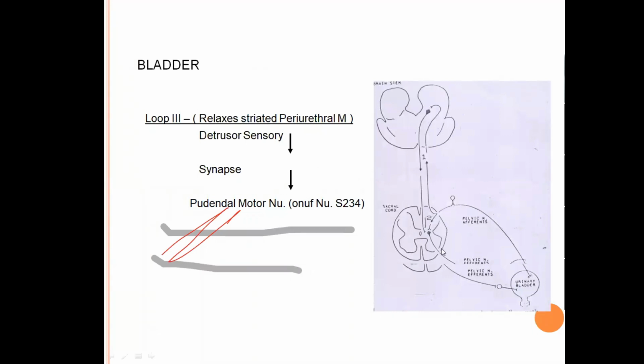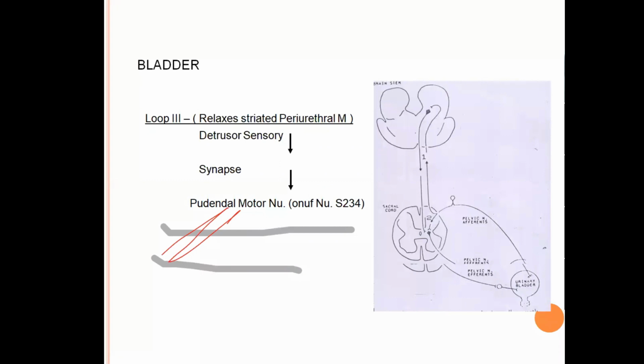The final one is S234, it makes the detrusor contract, but if the person is not ready for evacuation, the pudendal nerve, that is the on-off nucleus of S234, gets into action and prevents the opening of the external sphincter so that you can hold the urine for some time.